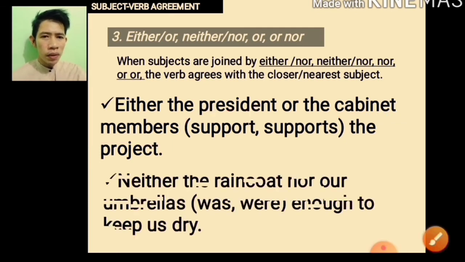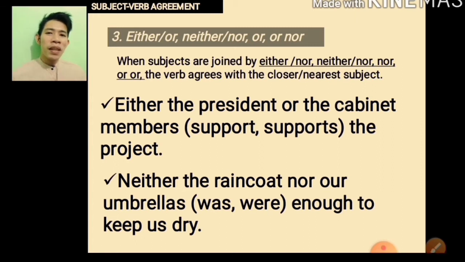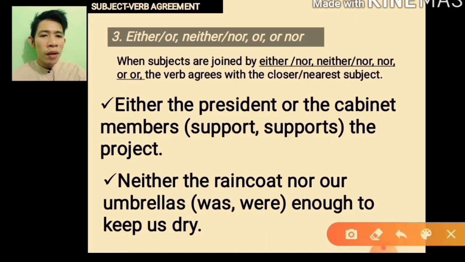Another example. Neither the raincoat nor our umbrellas was warm enough to keep us dry. So, in the same scenario pa din, no? If there is neither nor, or nor, either or, the verb must agree with the closer or the nearest subject. So in this sentence, we have two subjects or two nouns, the raincoat and umbrellas.